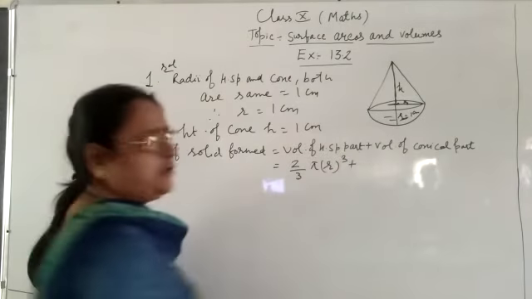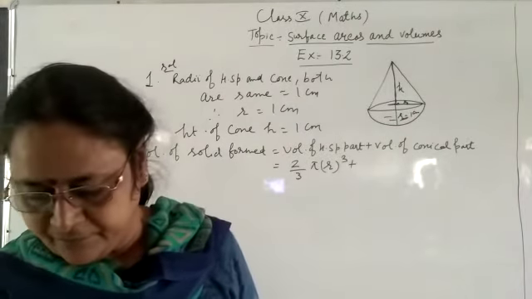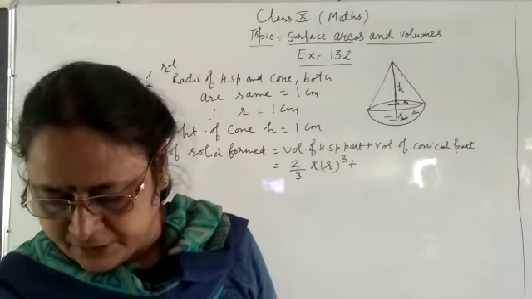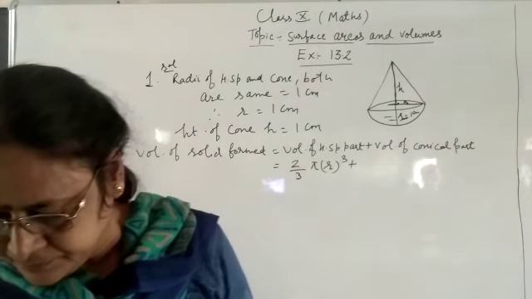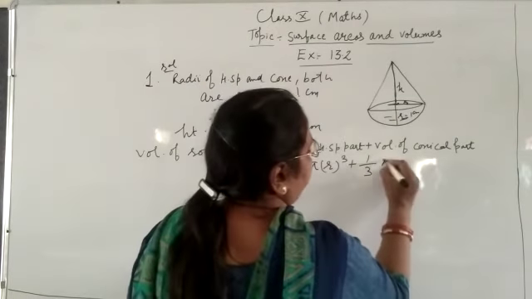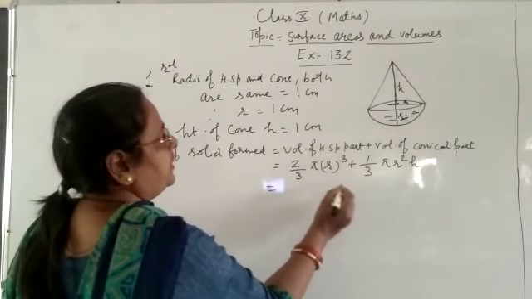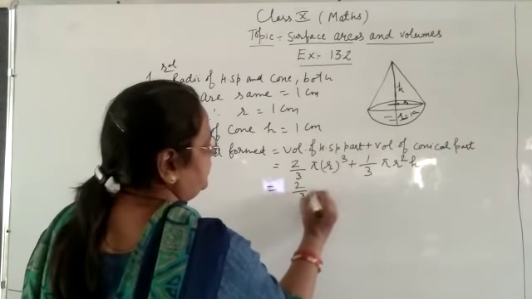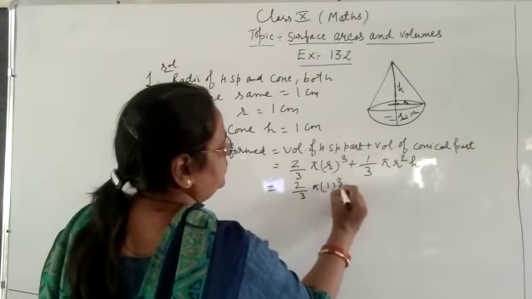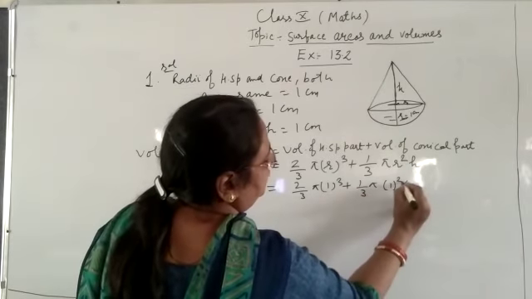And what is the volume of the conical part? All of you know the volume of a cylinder. So the volume of the conical part is 1 upon 3 pi r square h. Now put the value of r and h. 2 by 3 pi, r is 1, cube. Again 1 by 3 pi, r is 1, square, into 1.